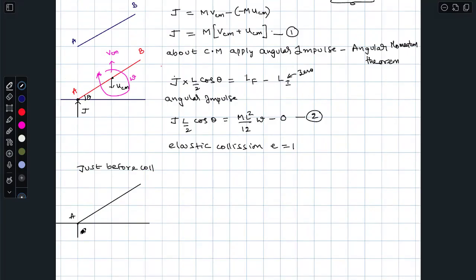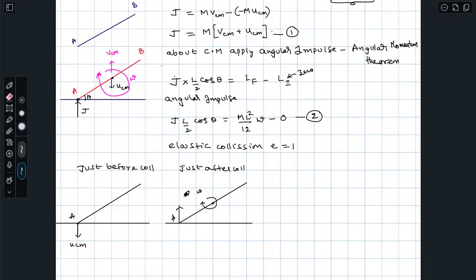A is having UCM. Just after collision, that's the deal. A.